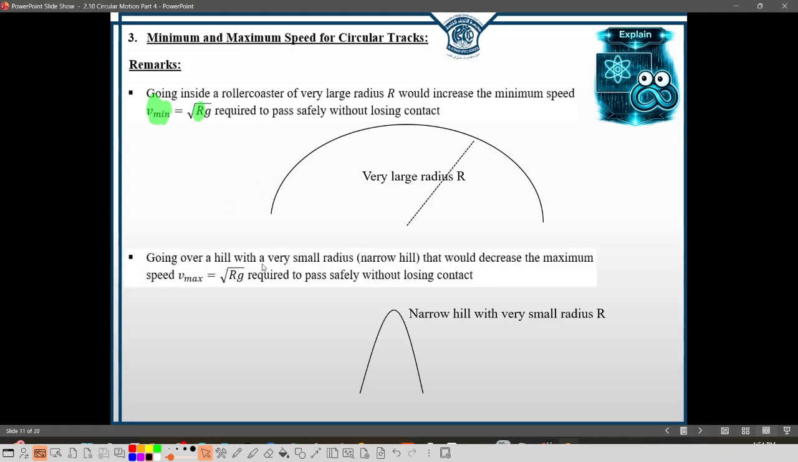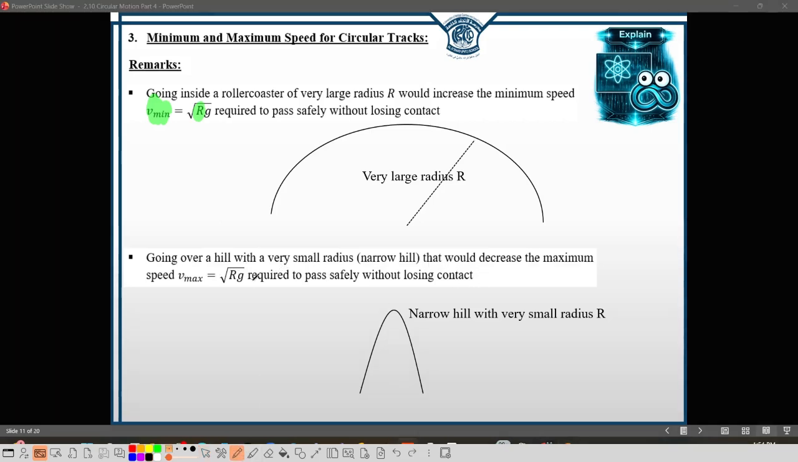Now going over a hill with a very small radius, or a narrow hill, would decrease the maximum speed. So for a narrow hill with a very small radius, if we consider this is the circle, this will be the radius, and very small radius means the smaller the radius, the smaller the maximum speed.